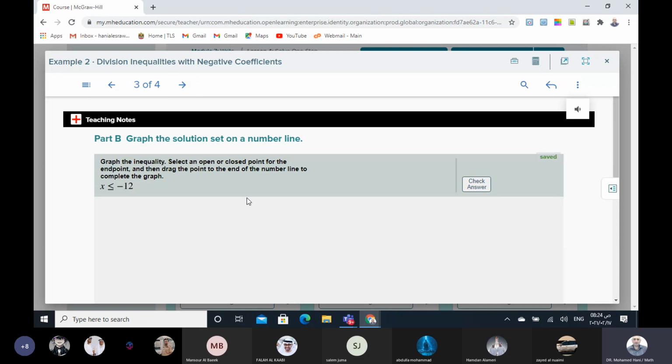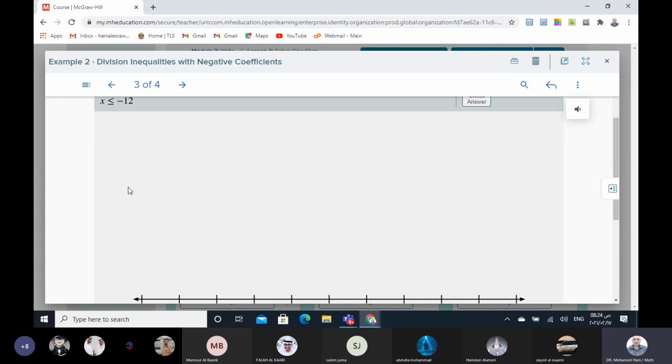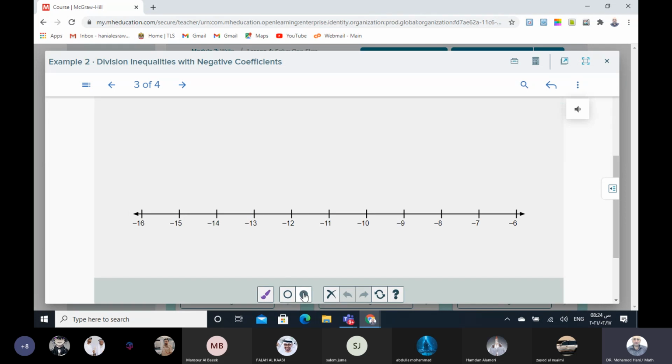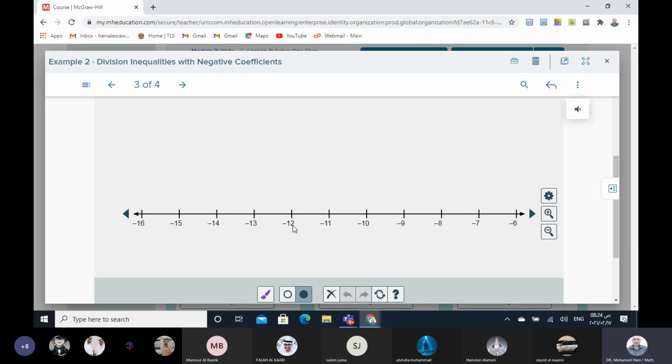To graph this inequality, look at the sign. We have here equal, so use a shaded circle. And x here is less than the number minus 12. This is minus 12, and less than means go to the negative side.